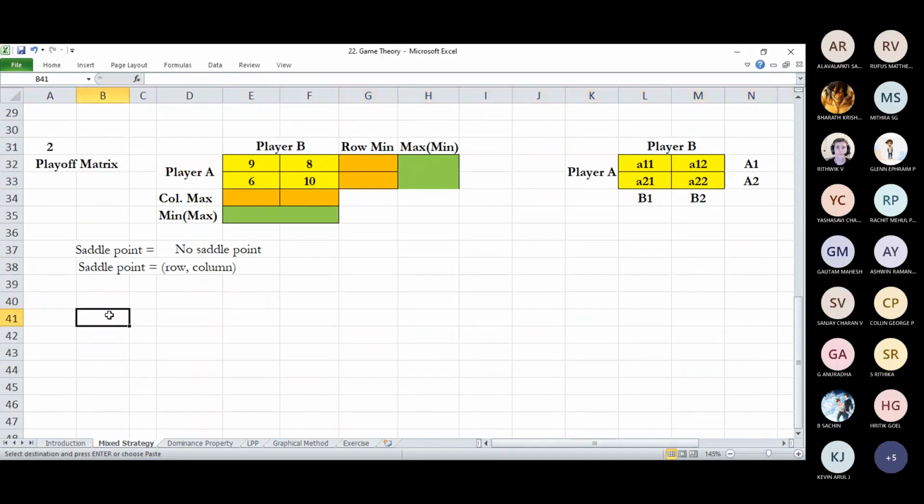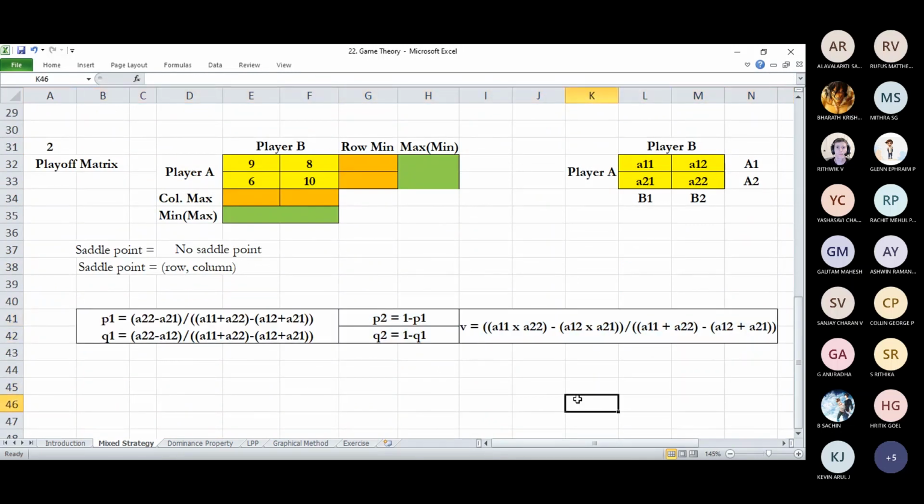Kindly solve this problem now. Right, did you calculate it? Let's do it together. We'll find the row minimum. Then we'll find the maximum of this, and then we'll find the maximum of this.